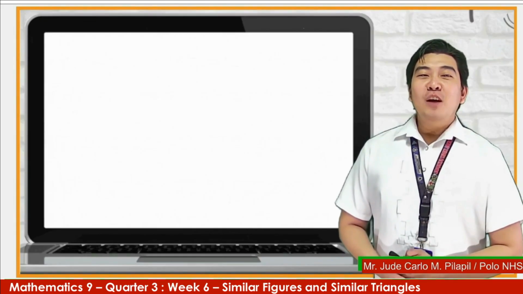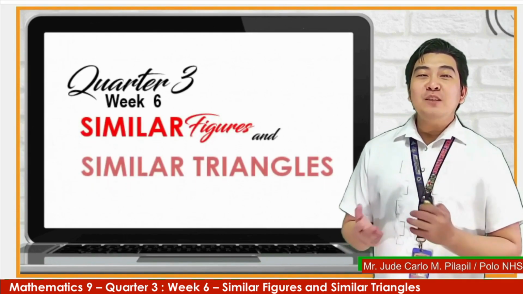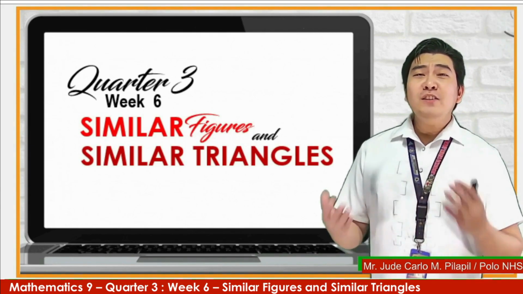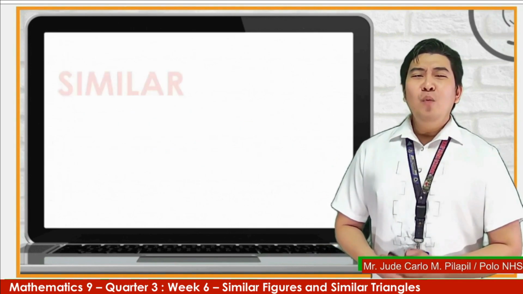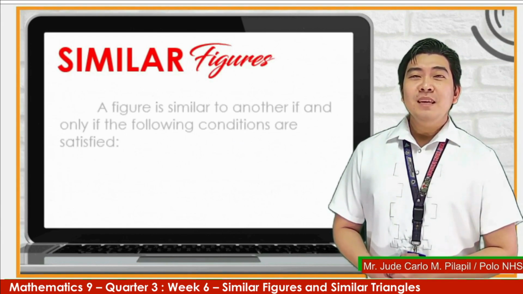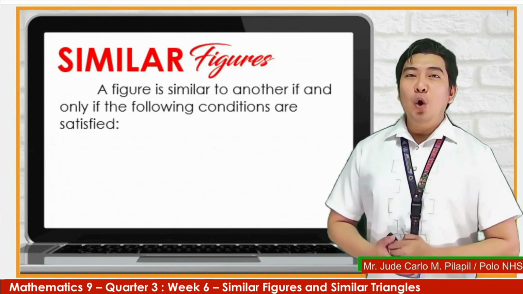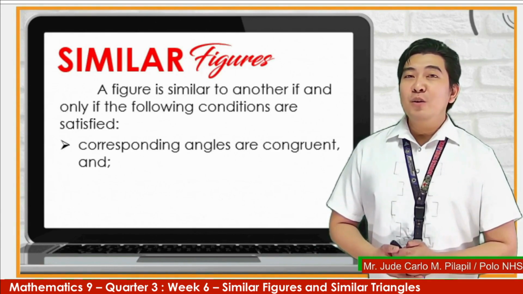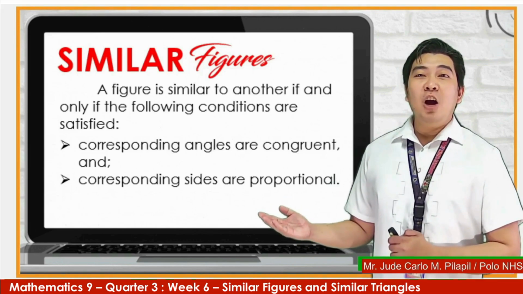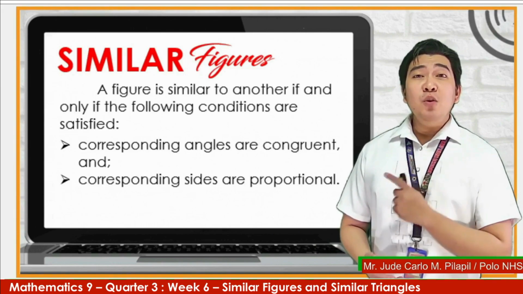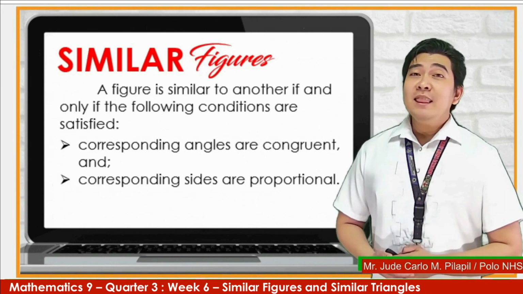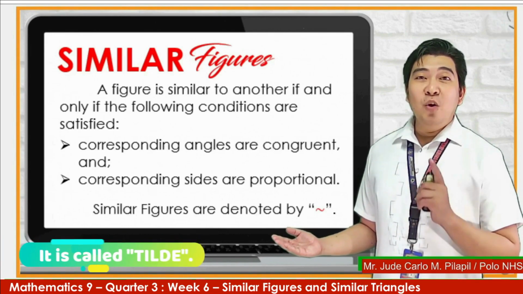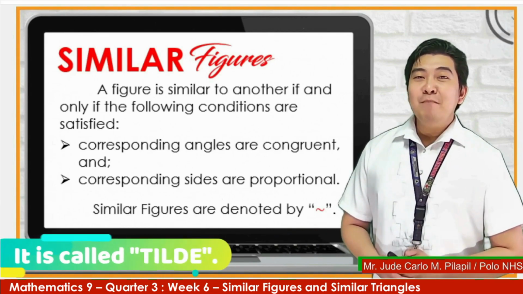As I mentioned, those concepts that we have in the previous activity will be used as we discuss similar figures and similar triangles. And these questions that I presented you a while ago are some of their applications. But when can we say that figures are similar? A figure is similar to another if and only if the following conditions are satisfied. The first one, corresponding angles are congruent. And the second one, corresponding sides are proportional. We should make sure that the two conditions are satisfied in order for us to say that the figures are similar. Similar figures are also denoted by this symbol. It is called tilde.